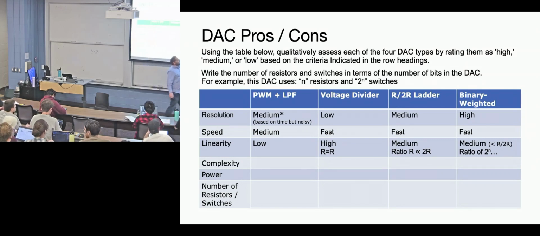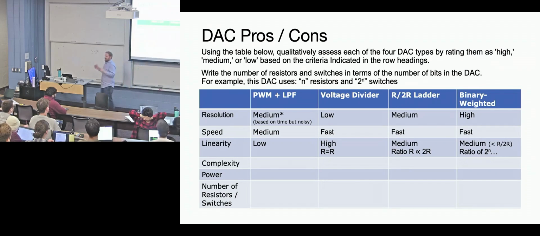But as we go out here, we need lots and lots of different sized resistors. The likelihood that one of them is a little bit off and will affect the linearity of your DAC becomes higher. So that's why I said these are medium, and maybe this one's just a little bit less than the other one. Anyways, that's what I came up with.